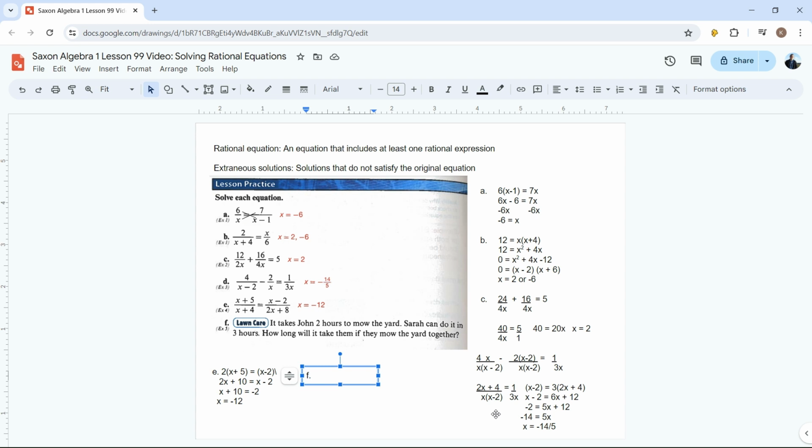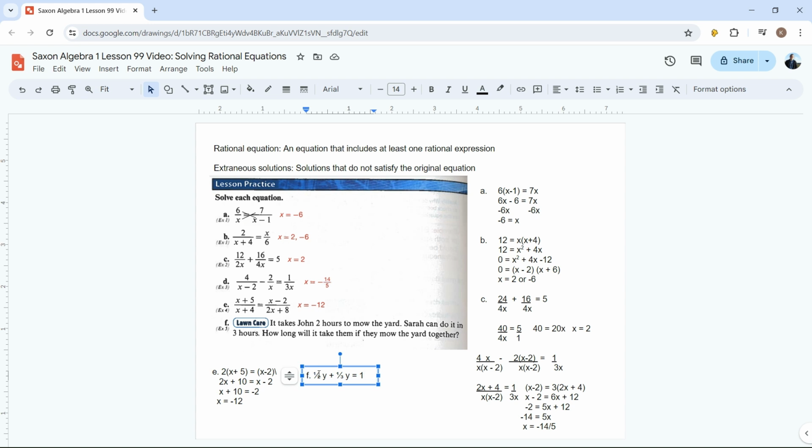So I don't care how many hours it takes John to mow the yard. What I care about is how many yards John mows in an hour. In 1 hour, John mows 1/2 of a yard, or 1/2 times y, plus Sarah mows 1/3 times y in a single hour. And now the question is, if they both do that, how long is it going to take them to complete one complete job? This is the way this is set up.